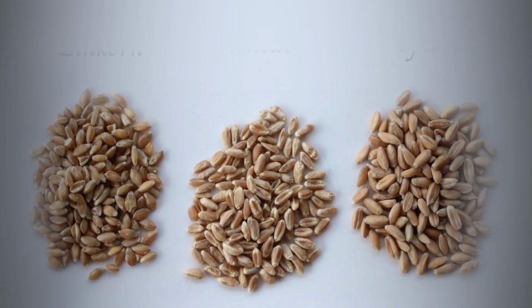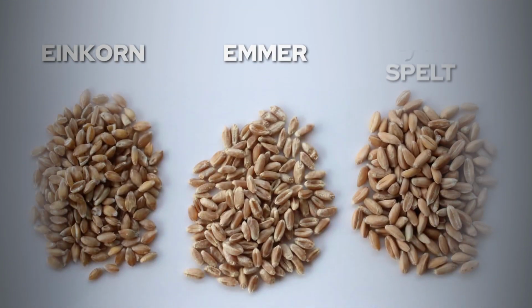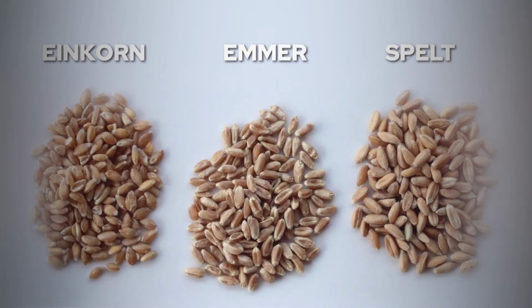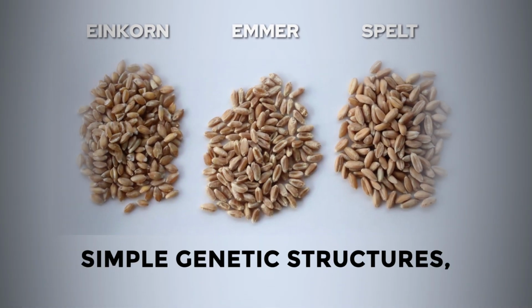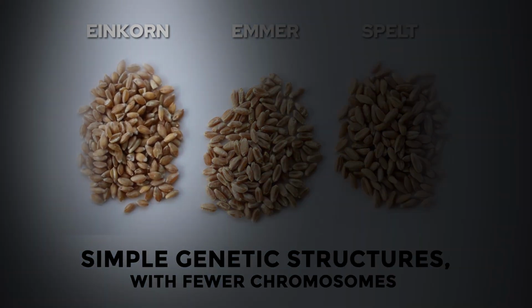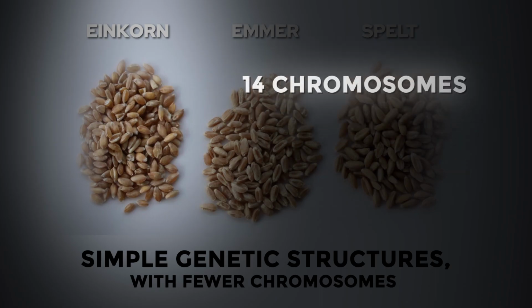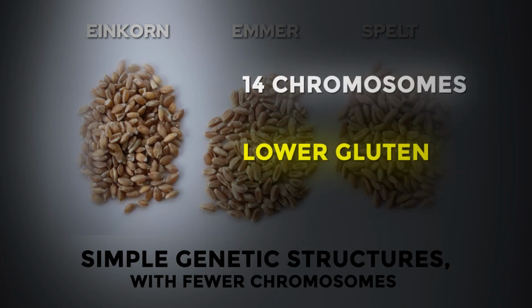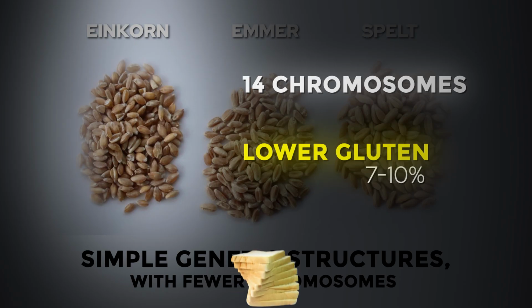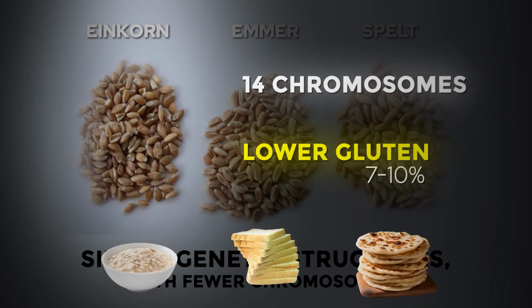Ancient wheat varieties like einkorn, emmer, and spelt are some of the oldest cultivated grains. These wheat types have simple genetic structures with fewer chromosomes. Einkorn, for example, has just 14 chromosomes. They also contain lower levels of gluten, typically between 7 to 10%, which made them easier to digest. These varieties were used for traditional breads, porridges, and flatbreads, providing a staple food for many ancient civilizations.